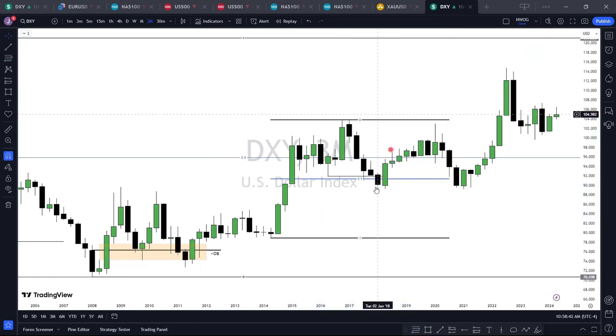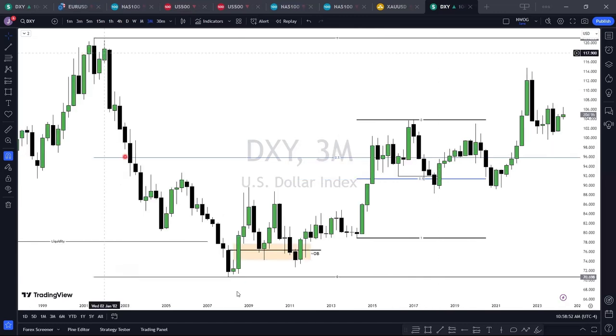What can we see here? That price is at what? Discount in this range. And not just the discount of this range, but also discount in the overall range, in this parent price range. Because this line here is the equilibrium, anything below the equilibrium is discount. So price is at discount from this high to this low, and discount from this high to this low.